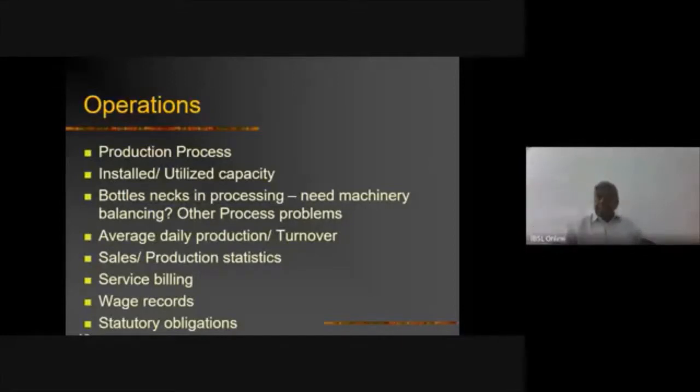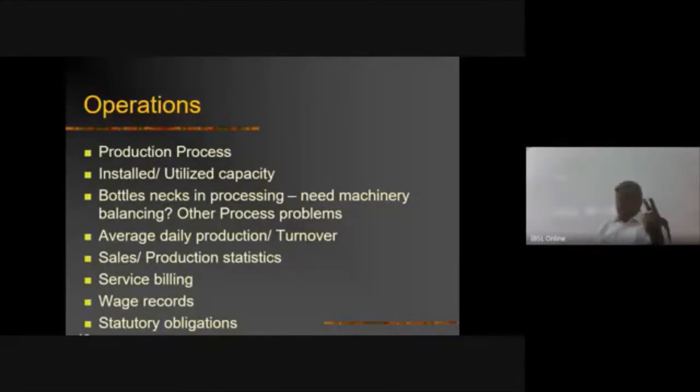What is the utilized capacity? Sometimes, if it is a paddy mill, we may have an installed capacity of 50 tons per day, or 8 hours per day. If we are using 25 tons per day, then that is the utilized capacity: 25 tons out of 50 tons capacity. That is 50% capacity utilization, we call it. That is 50% capacity we are using.